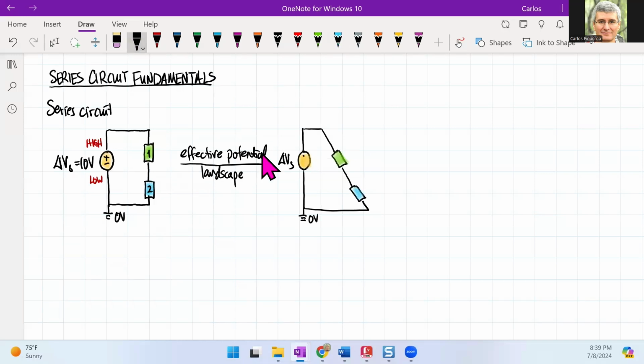So this is my power supply. And what this means here is that this whole line is an equipotential surface right there. That whole line, this is what we call the high. That whole red line is the high. So now this is element 1 and this is element 2.